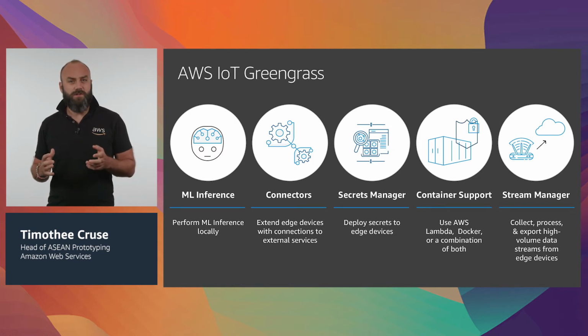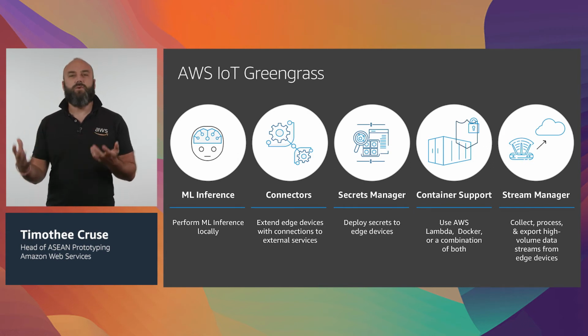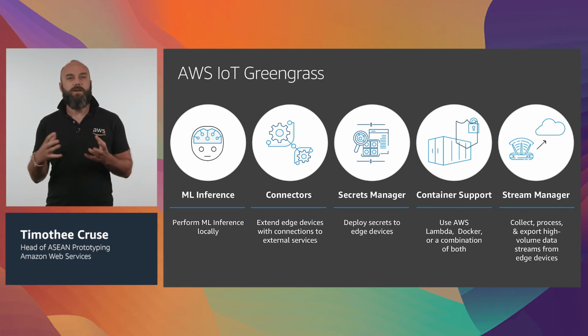Greengrass has connectors, which are pre-packaged capabilities you can use to connect Greengrass to external services, simplifying the onboarding and integration of your edge device capabilities without having to code all of it yourself. You can synchronize and deploy secrets to the device. If suddenly your device needs to connect to a local database, for example, you don't want to have to hard code your credentials, and you want to be able to rotate those credentials and manage that from the cloud.